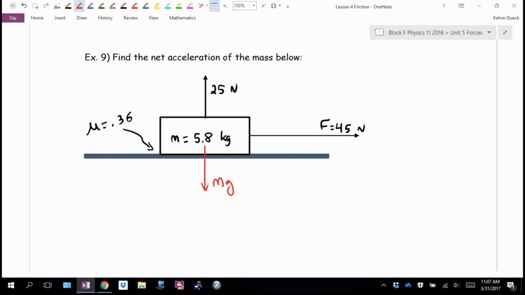So here's the question. When you lift up on something with 25 newtons or whatever, what happens to the normal force? What happens to how hard the ground has to push up? Does the ground have to push up harder? Does the normal force get bigger? Or does the ground have to push up less hard? Does the normal force get smaller?